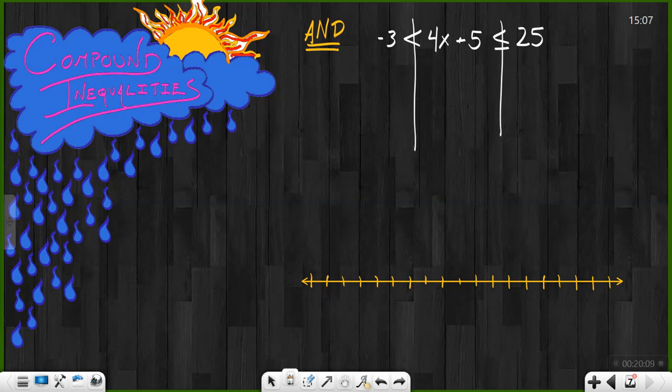How am I going to undo that? Well, to get rid of the plus 5, I subtract 5. What I do there, I've got to do on the other side of my line, in this case, both lines. Giving me negative 8 is less than 4x, which is less than or equal to 20.